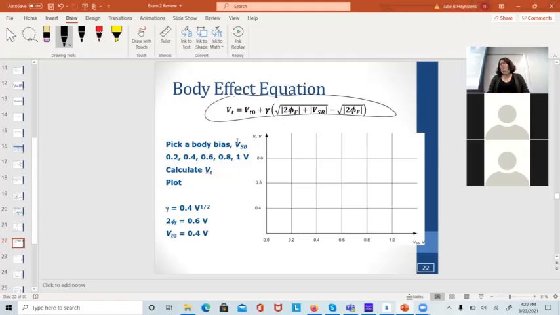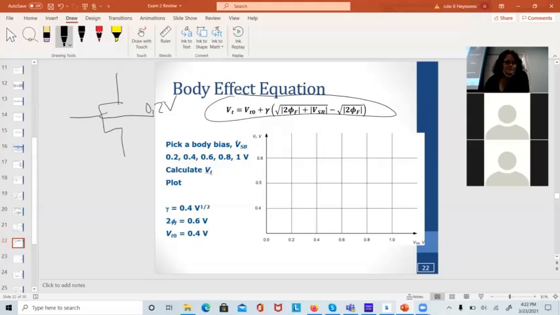If you're given a transistor that looks like this, and there's no body connection whatsoever, you don't know what the body voltage is, you can ignore this. If you're given a transistor and it has a body tie on it, and you know this voltage here, then you have to take the body effect into consideration. People have been screwing that up the last several years.